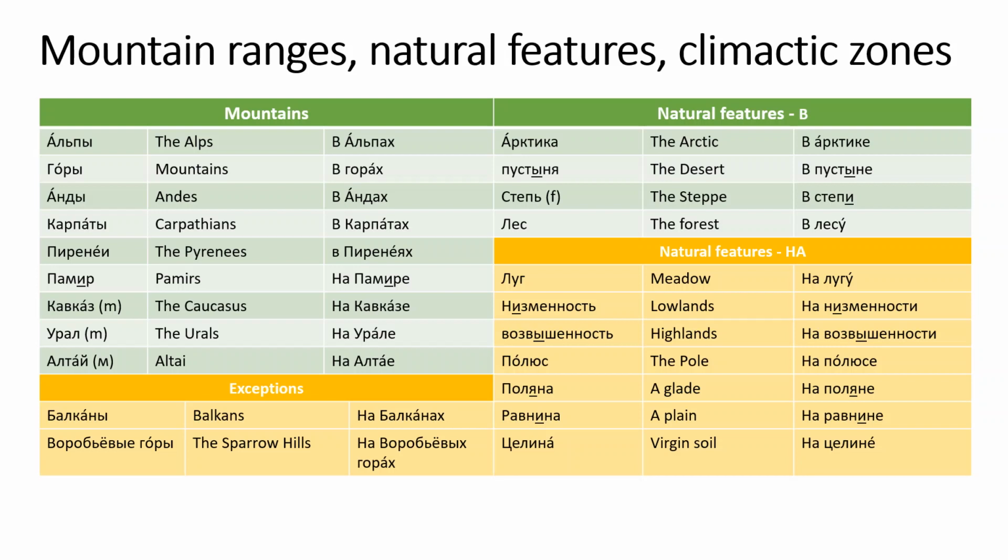Then with na, these are words that take na: na lugu, in the meadow, na nizmennosti, in the lowlands, na vozvyshennosti, in the highlands, na polyuse, on the pole, na polyane, in the glade, na ravnine, in the plain, and na tseline, in virgin soil.